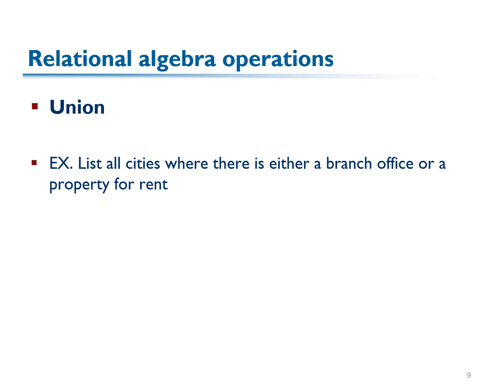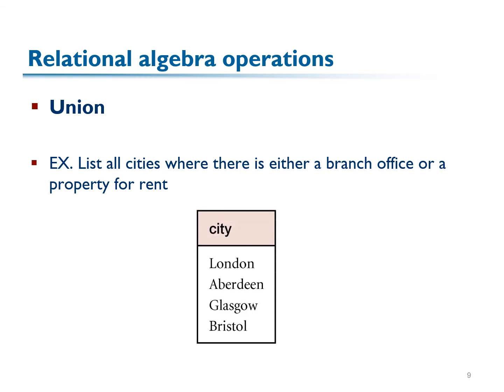To produce union compatible relations, we first use the projection operation to project the Branch and PropertyForRent relations over the attribute city, eliminating duplicates when necessary. We then use the union operation to combine these new relations to produce the result shown in this figure. So London, Aberdeen, Glasgow, and Bristol have either a branch office or a property for rent.